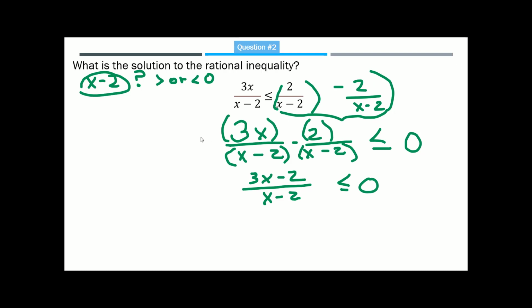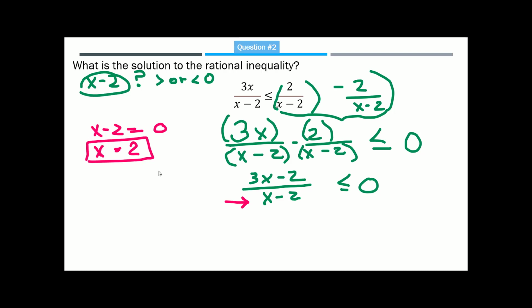Alright, so now I'm going to look at the numerator and the denominator, and I know that here, if x minus 2 is equal to 0, we have a place on the number line that's undefined, and we cannot divide by 0, so we've got to eliminate that from our answers. So if x minus 2 is equal to 0, we solve for x, x is equal to 2.